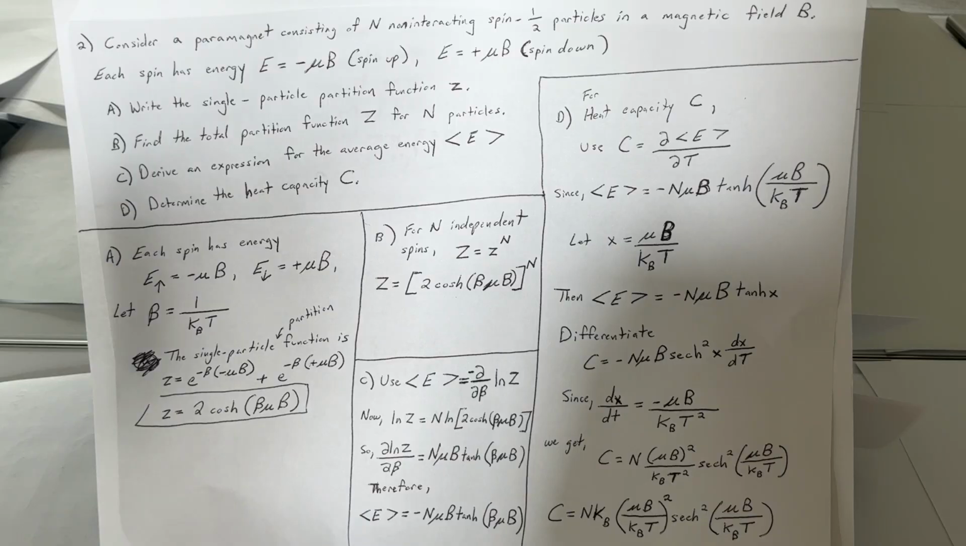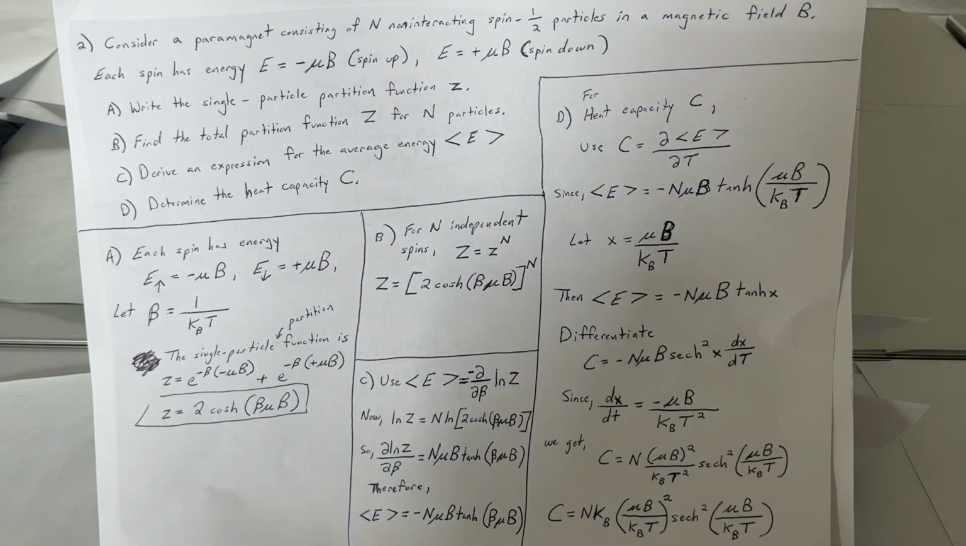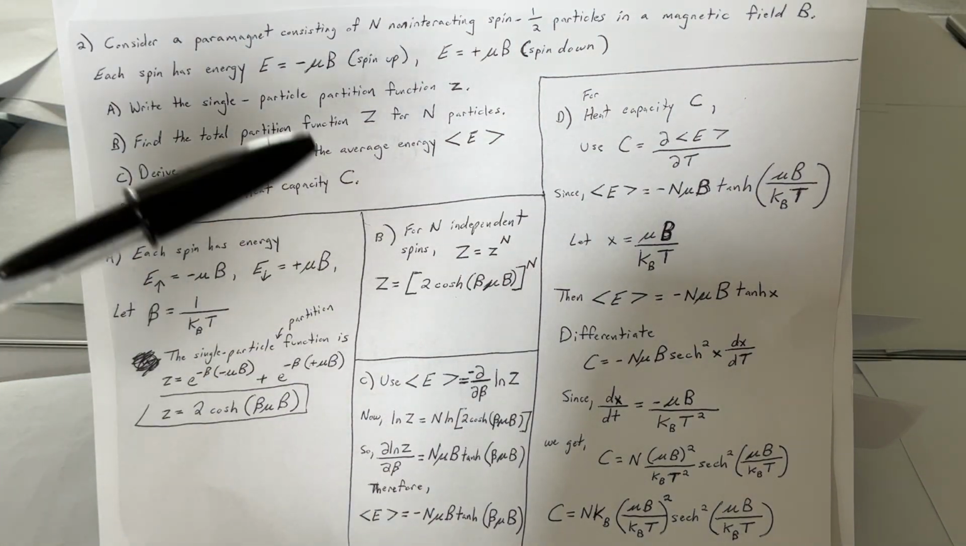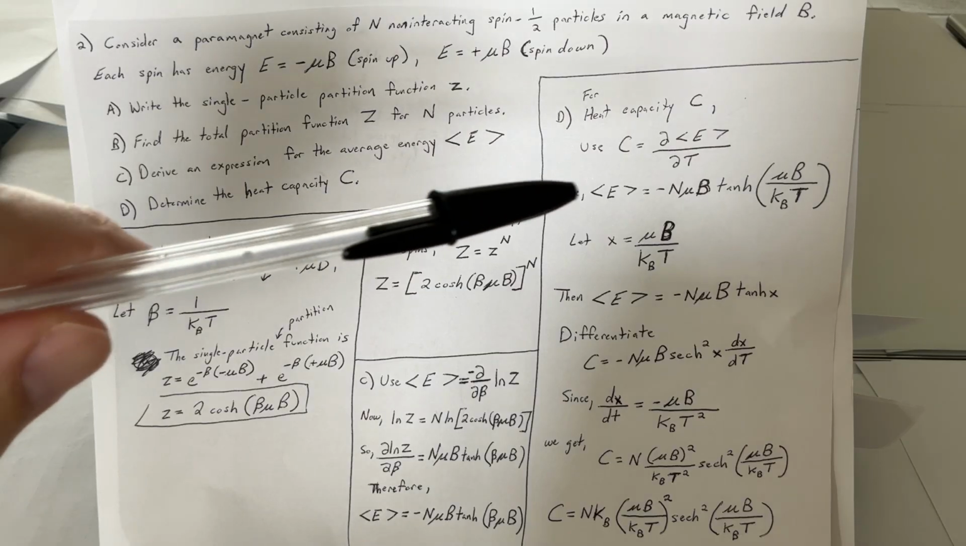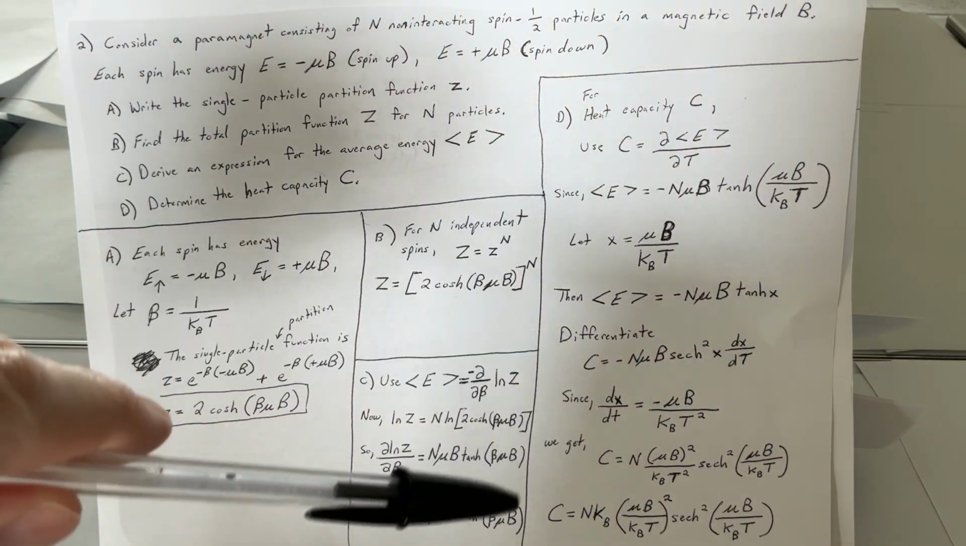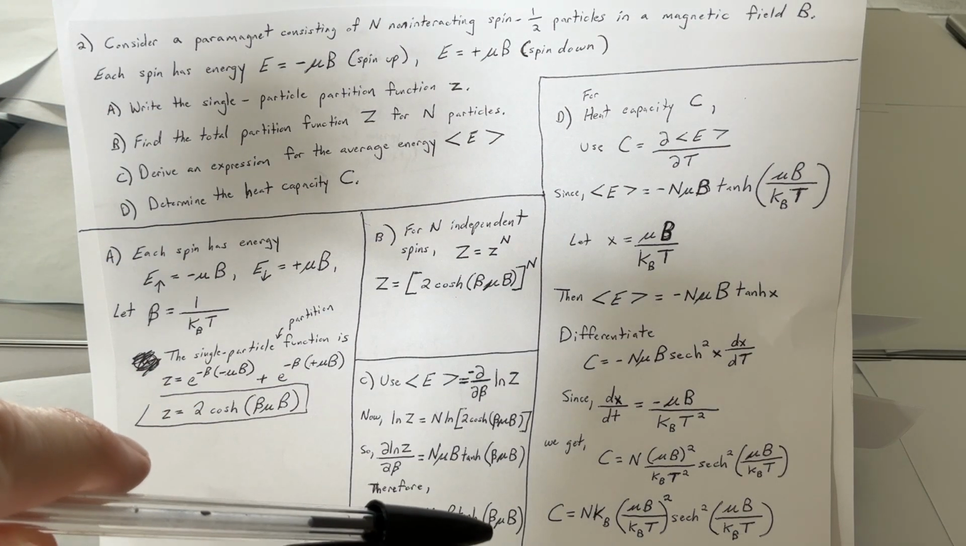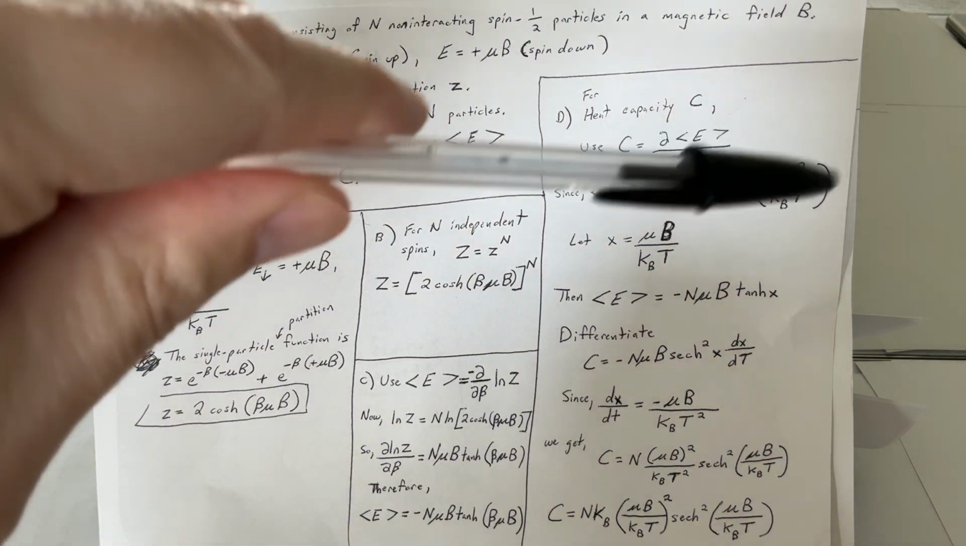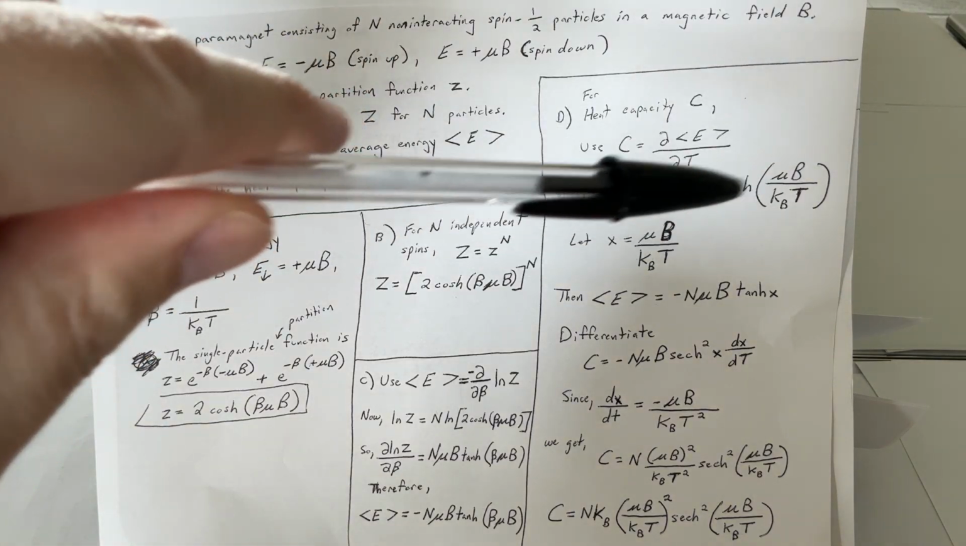Okay. And part D, determine the heat capacity C. Okay, so for the heat capacity C here, we're going to use C equals the partial derivative with respect to capital T of that energy. Since the energy we found is this, N mu B, that's going to be substituted.